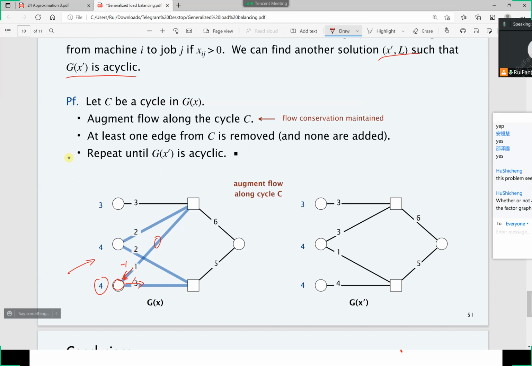And so that's going to change this 3 to a 4. Okay? All right. And so if you send out 1 unit over here, then you get an extra unit arriving at this machine. And so that means that you need to take away 1 unit of current flow coming into this machine, because you need the sum to be no more than 5.